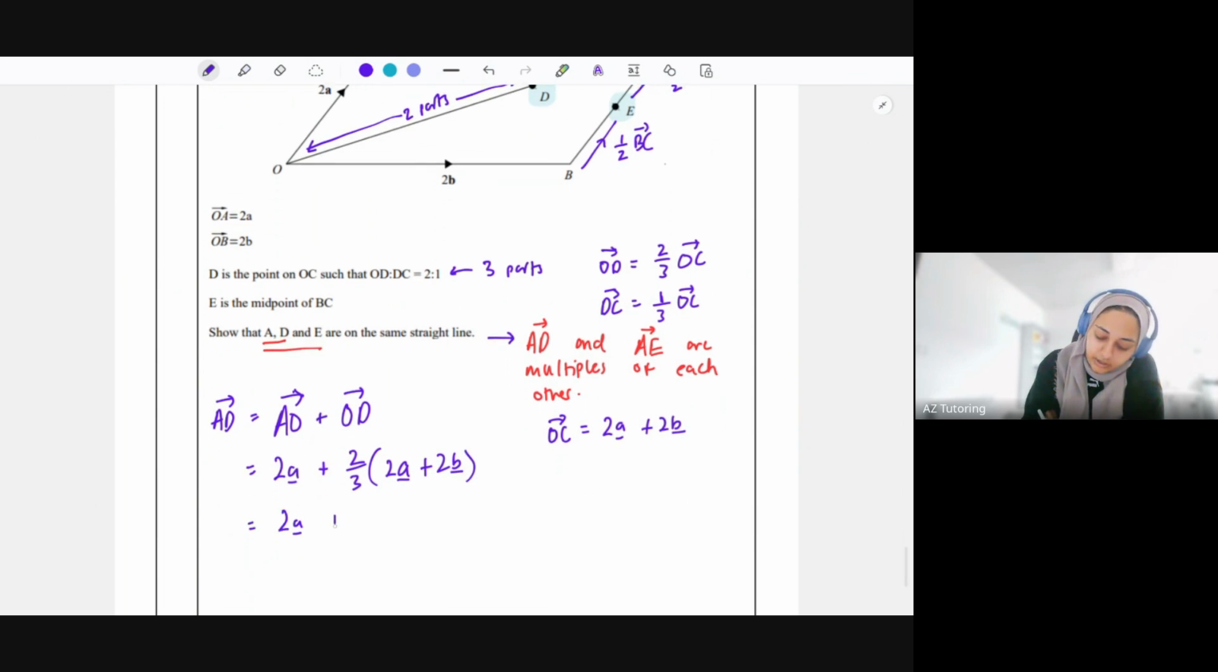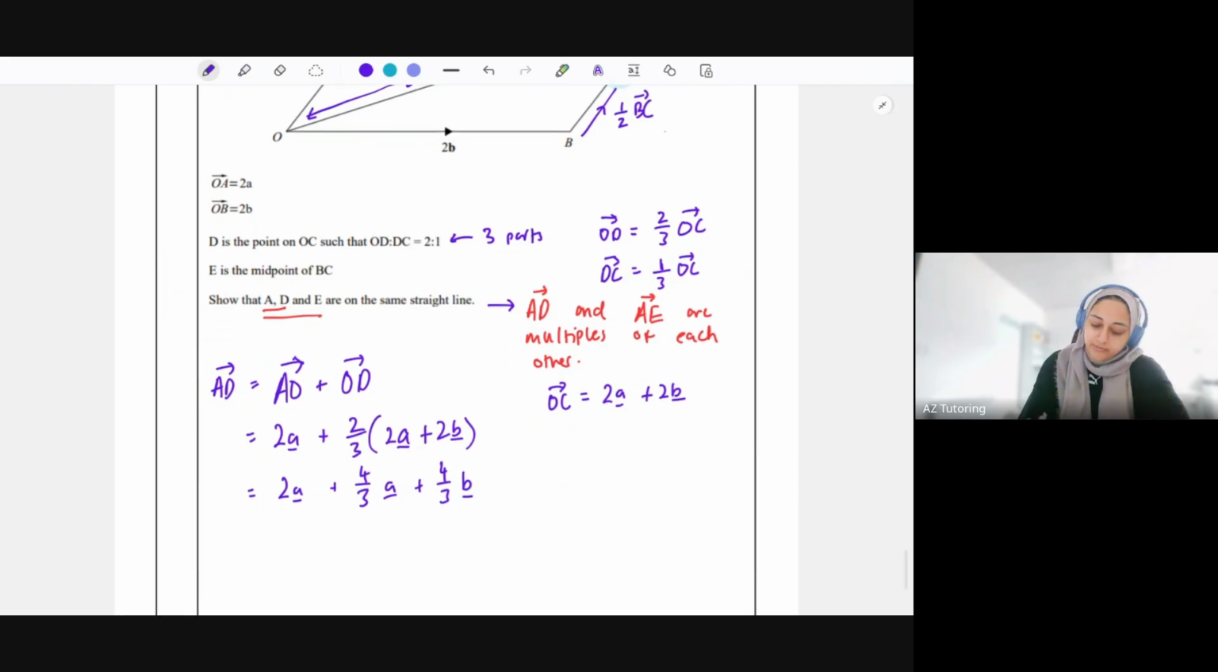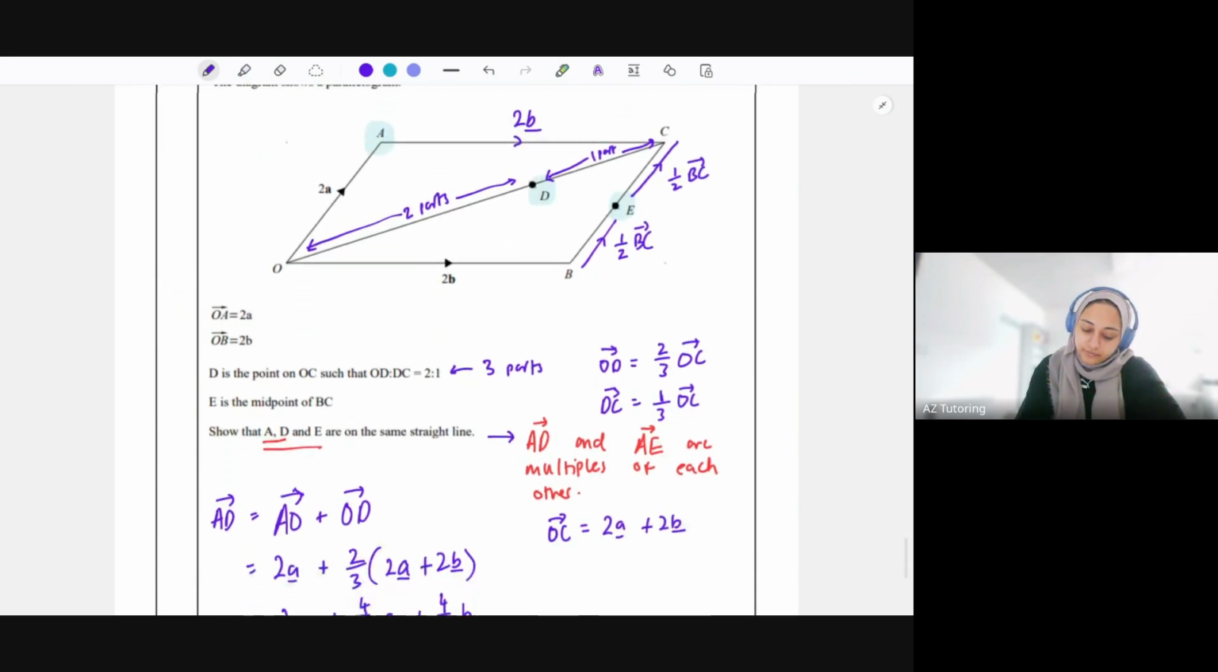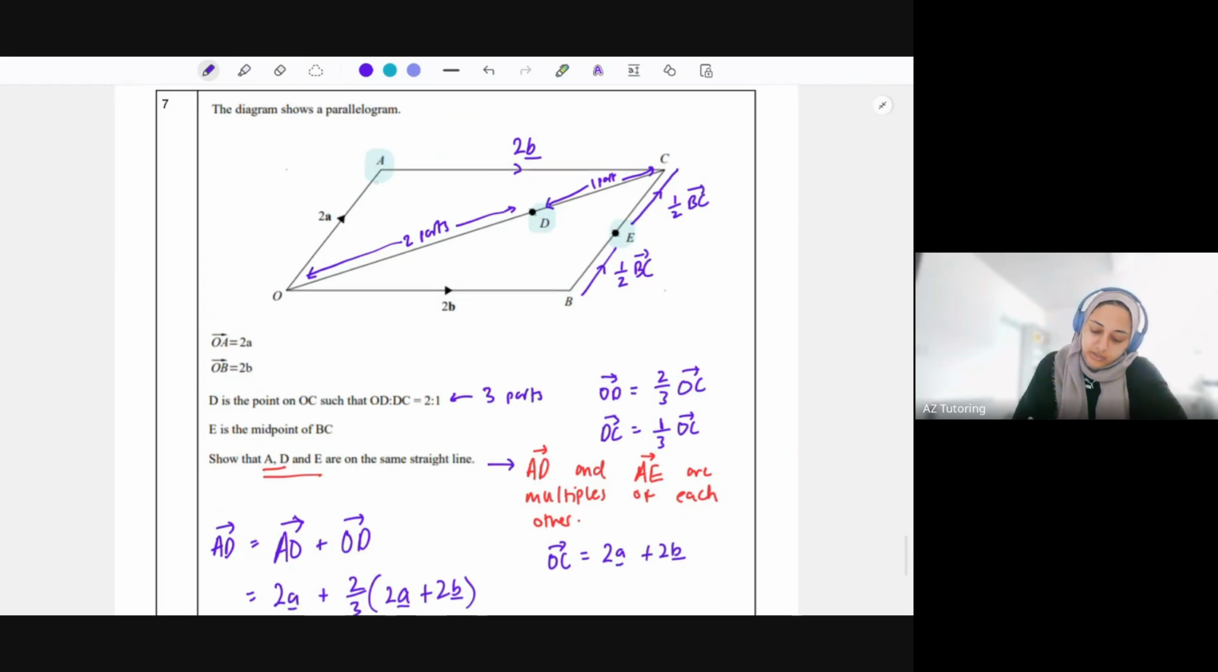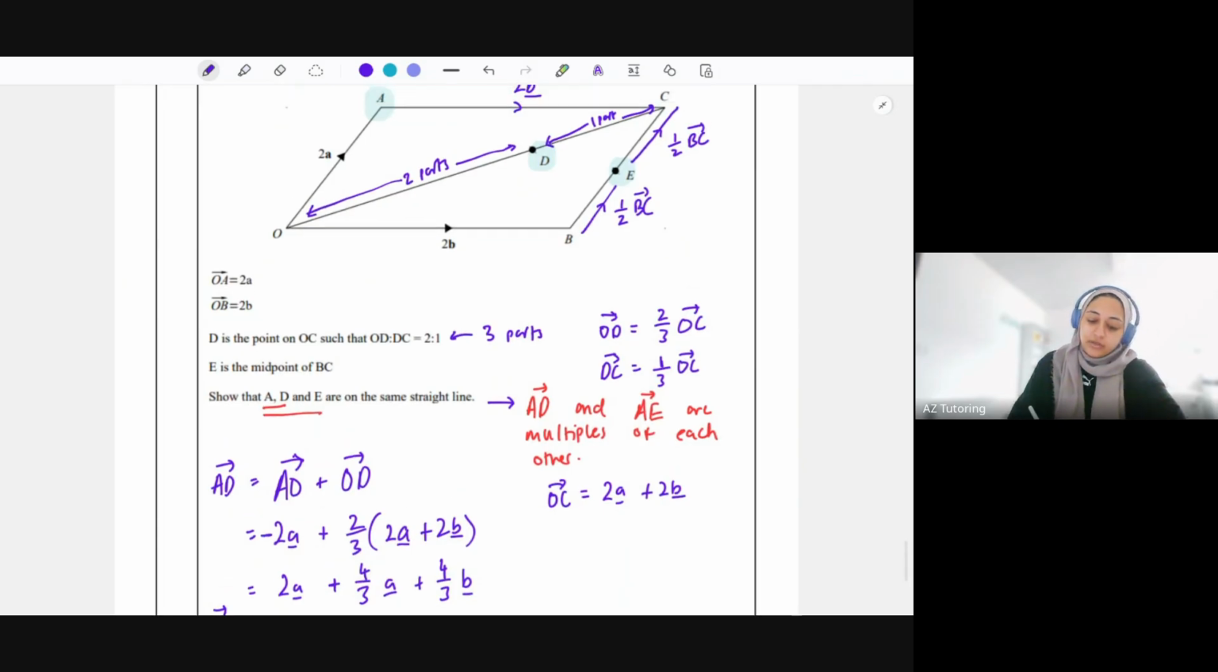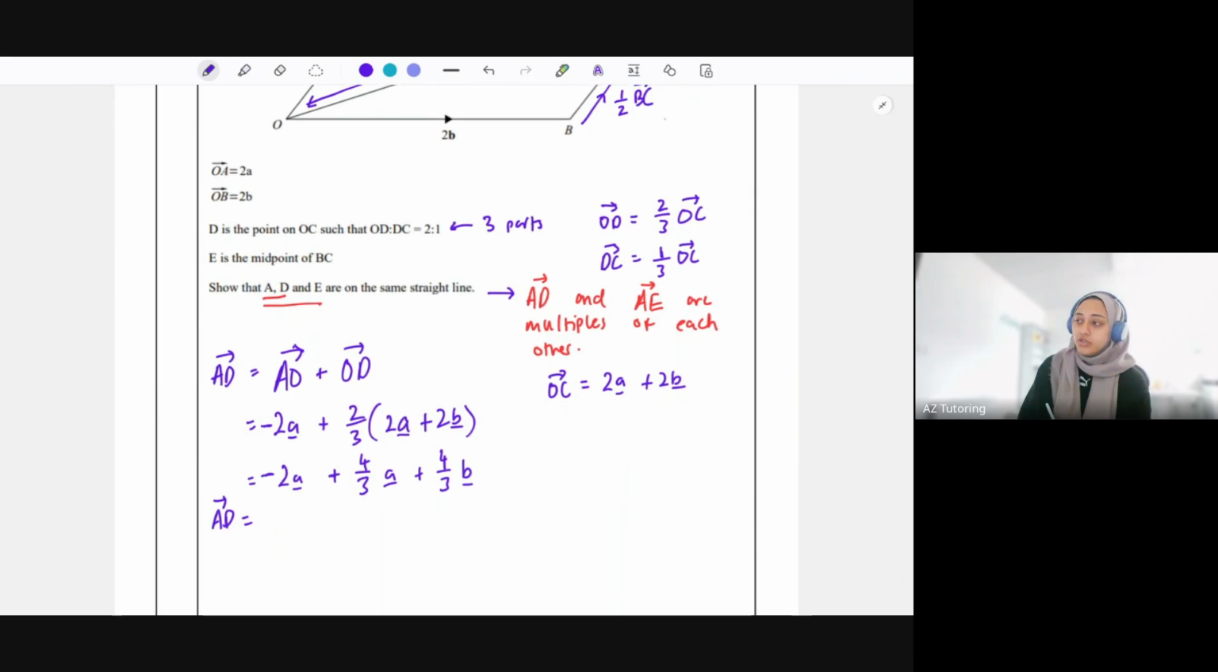Let's simplify this. We've got 2A plus 2/3 times 2A is 4/3A plus 2/3 times 2B, which is 4/3B. Let's collect like terms. So we've got AD equals 2A plus 4/3AO. Oh, sorry, this should not be AO. That doesn't make sense. AO and then OD. Oh, okay. AO should have been minus 2A, sorry, because I'm going in the opposite direction. So I forgot that minus sign there. This should be minus 2A because AO, I'm going in the opposite direction. Should have spotted that. That's minus 2A. Minus 2A plus 4/3A. Let me do that in the calculator. Minus 2 plus 4/3 is minus 2/3 A. And then we've got plus 4/3B. Okay, perfect. So we found AD.